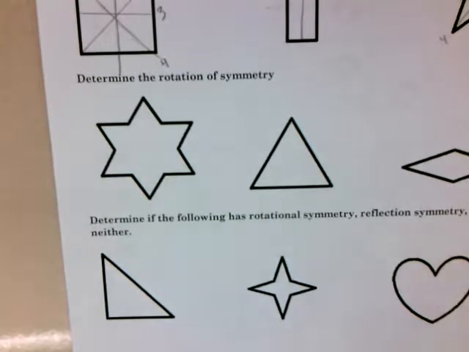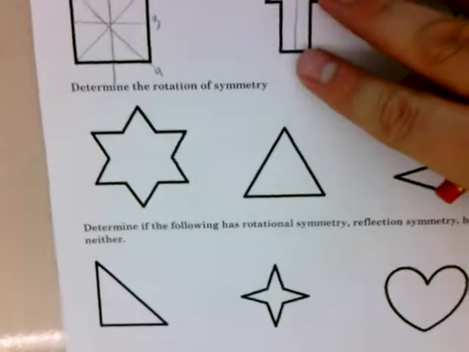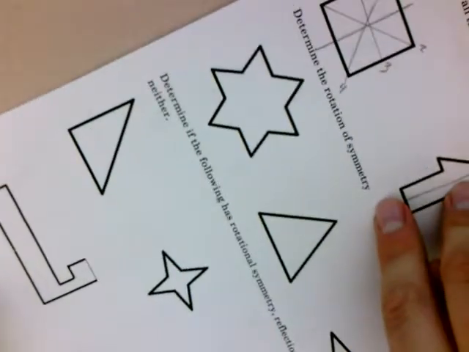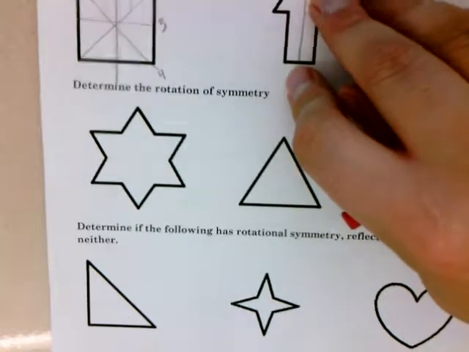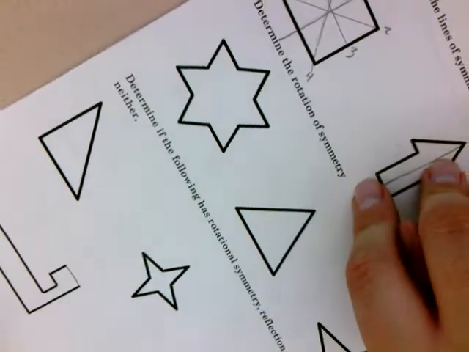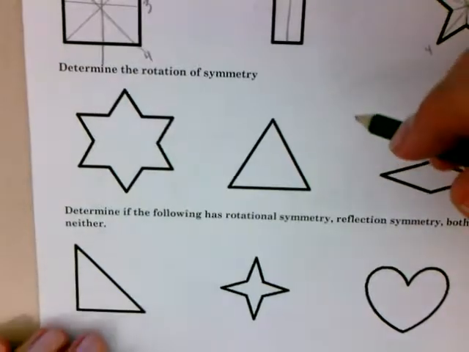Now, determine the rotation of symmetry. Rotation of symmetry means that I can rotate this object, and if I rotated it, it looks like it did when it was in its original position, like right here. If I just turn it like that, it looks like I didn't change the orientation whatsoever. That's what's known as rotational symmetry.